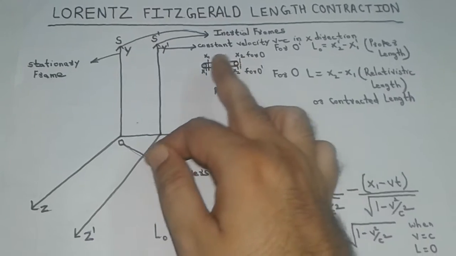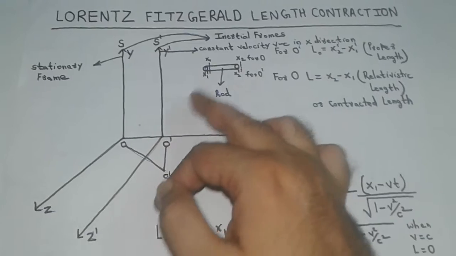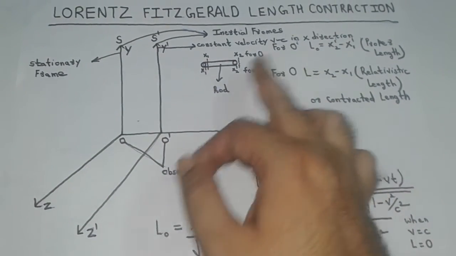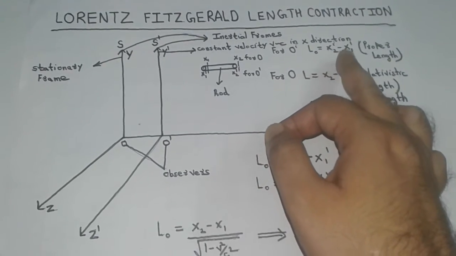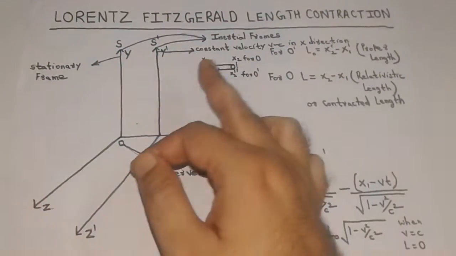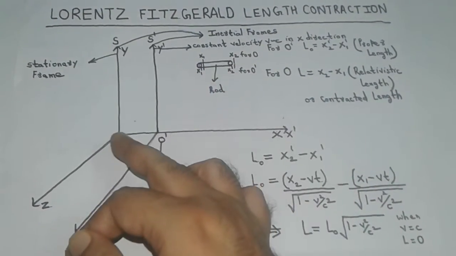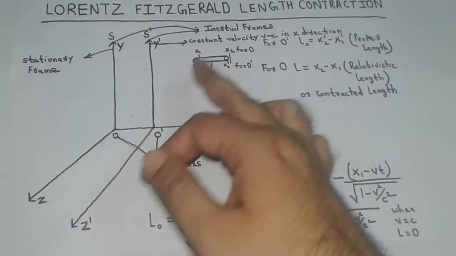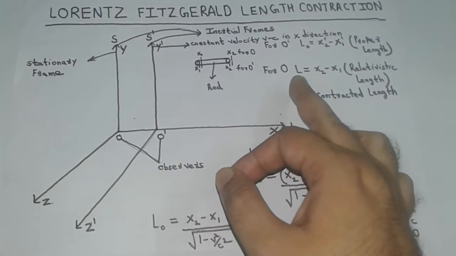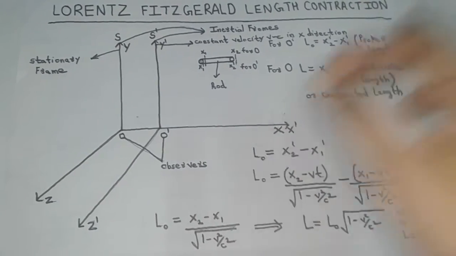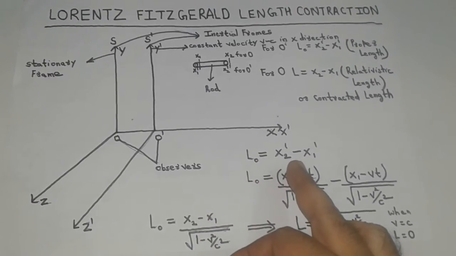The length of the rod recorded by observer O dash, which is stationary with respect to the rod, is called the proper length and is given by L0 equal to x2 dash minus x1 dash. The length of the rod recorded by observer O in frame S, which is in relative motion with respect to the rod, is called the relativistic length and is given by L equal to x2 minus x1. So we can write L0 equal to x2 dash minus x1 dash.